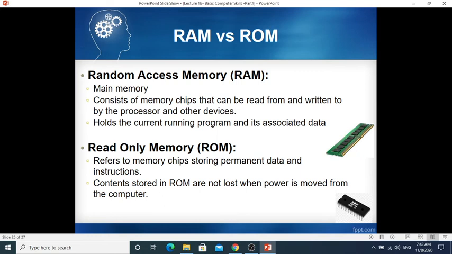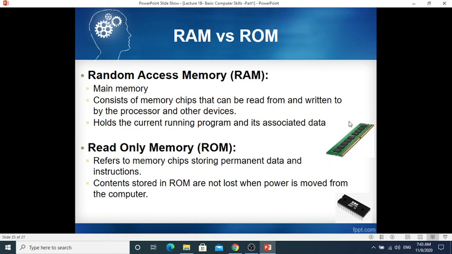Okay, the RAM, the random access memory, we call it RAM, is the main memory inside the computer. It consists of memory chips. Those black color pieces are the memory chips that can be read from and written to by the processor and other devices. I already mentioned that the processor and the RAM work together. So the processor will write on those memory chips, and also it reads from them.